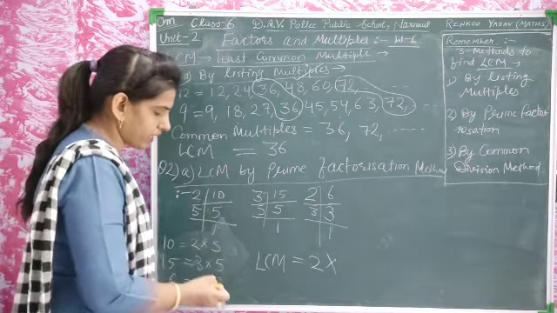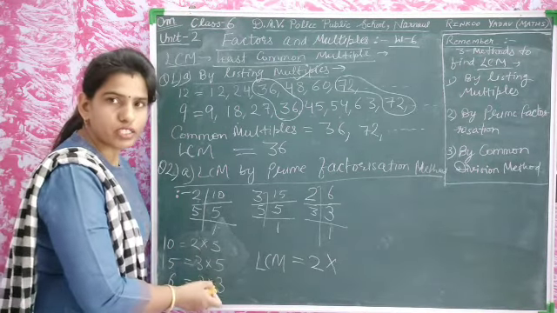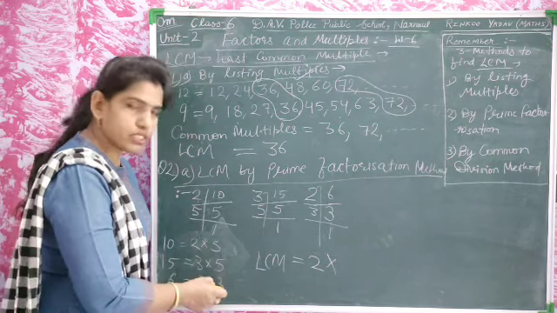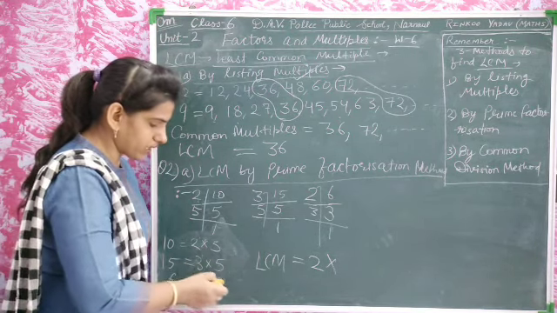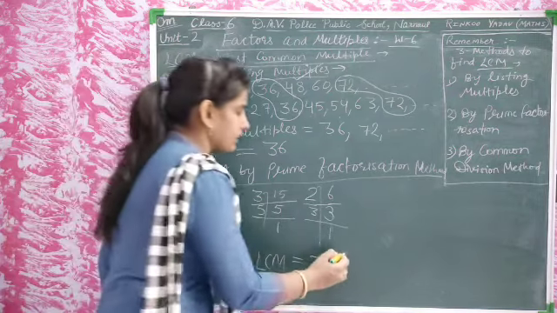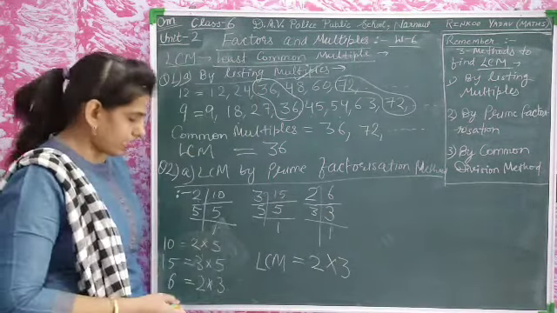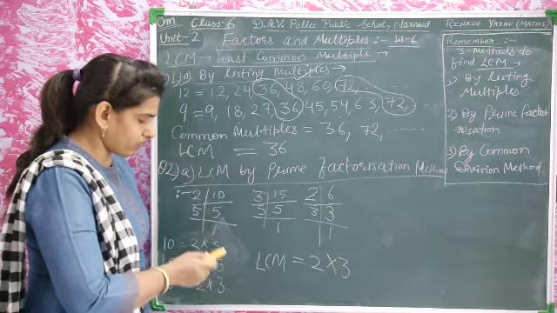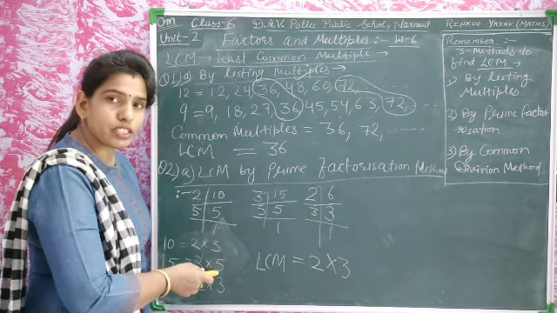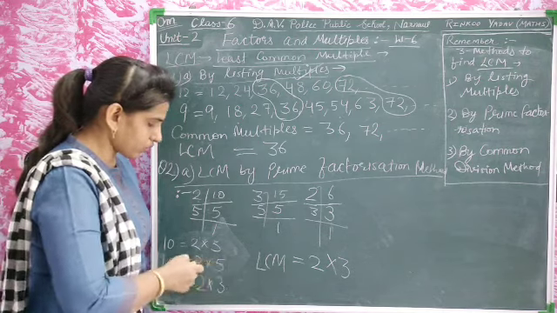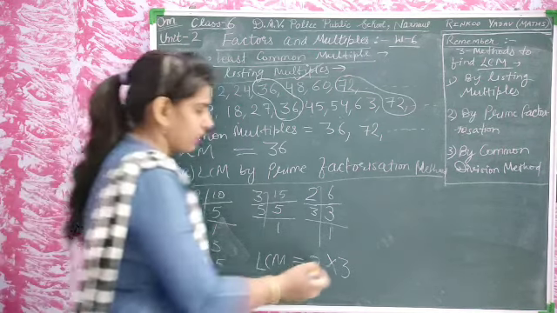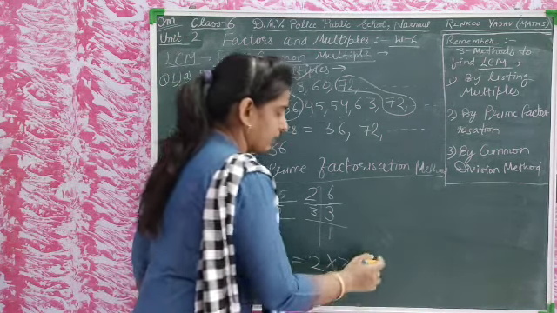Now the next prime factor is 3. How many times does 3 occur? Only 1 time in this and only 1 time in this. It means this is the 3 here. And now we have to find 5. How many times does 5 occur? This is also 1 time in this and also 1 time in this. Yes, it means it is also 1 time in this number.